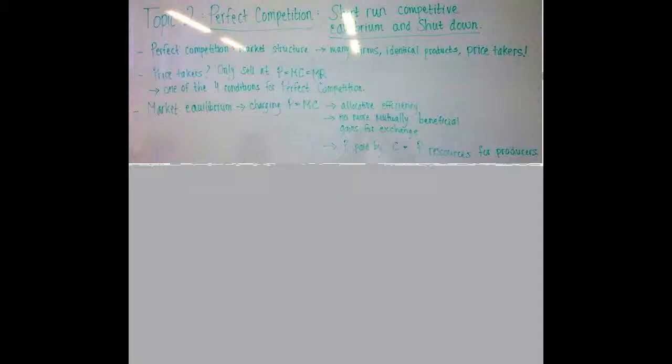Our subject today will be perfect competition, more specifically the short-run competitive equilibrium and shutdown condition. Perfect competition is a market structure in which there are many firms who sell more or less identical products and who are considered to be price takers. What does this mean? By firms being price takers, that means that they sell at a price which is equal to the firm's marginal cost, which is then equal to their marginal revenue.